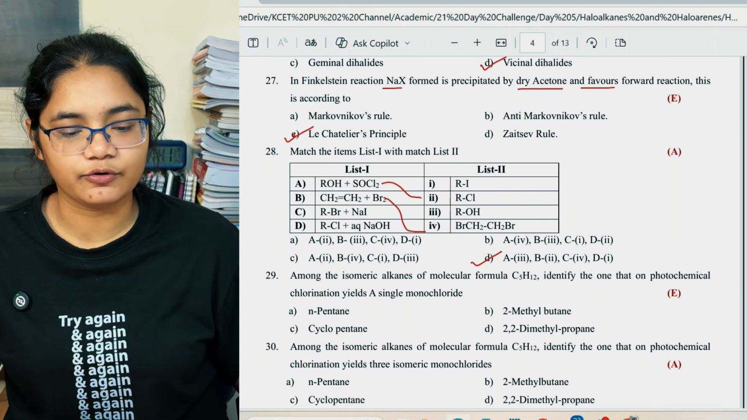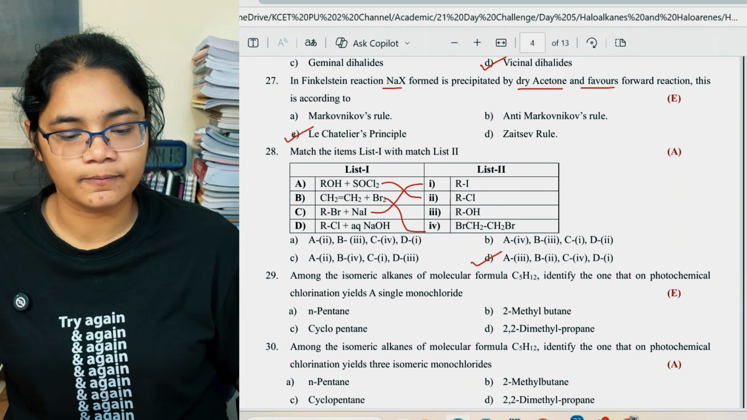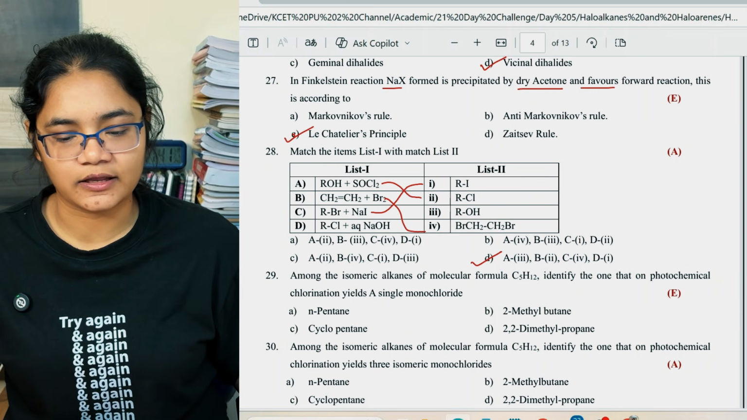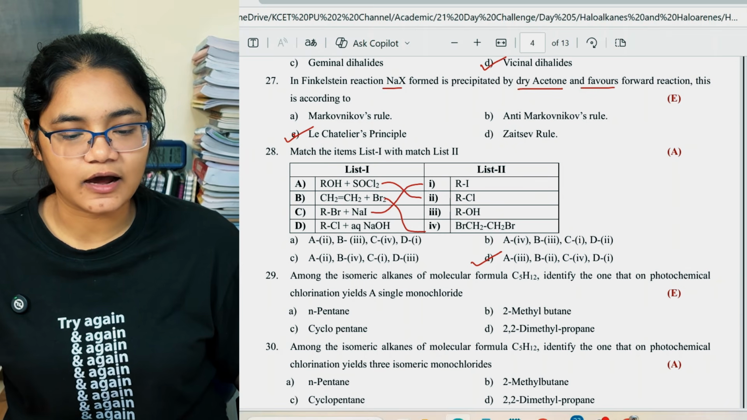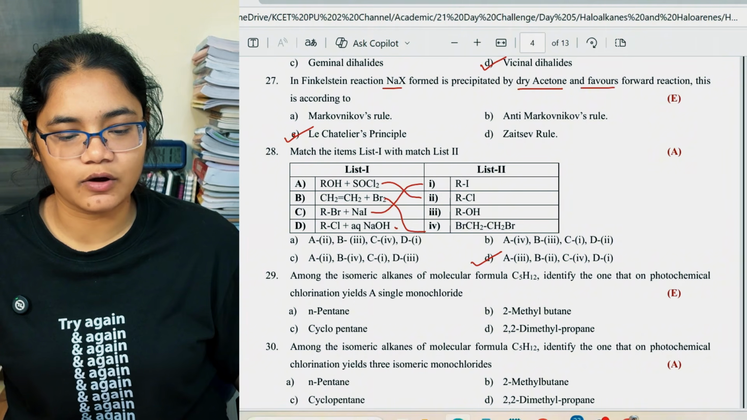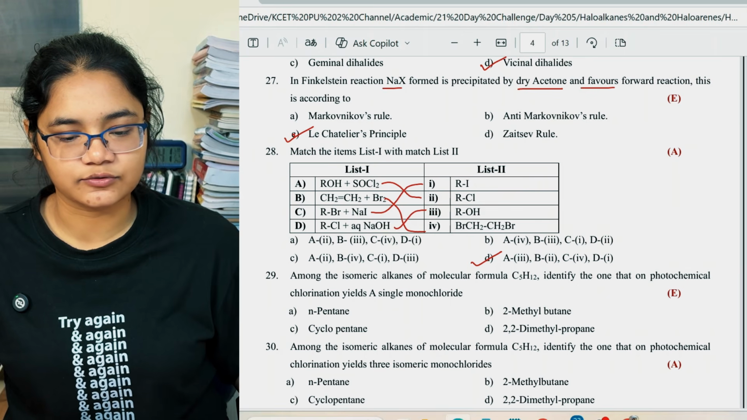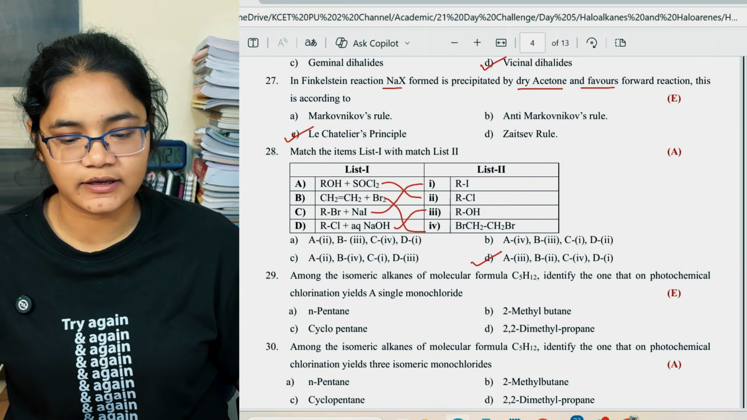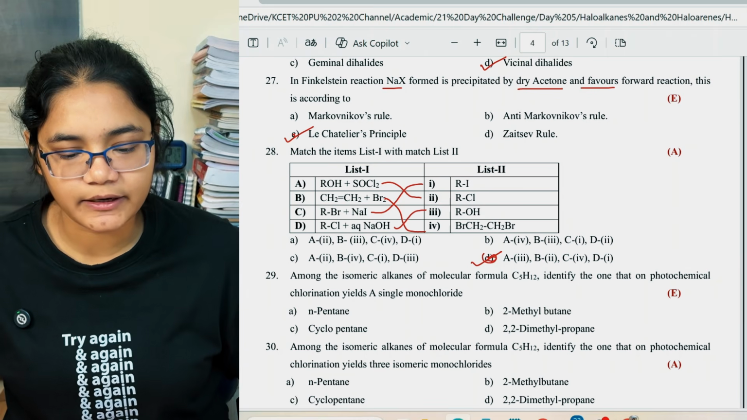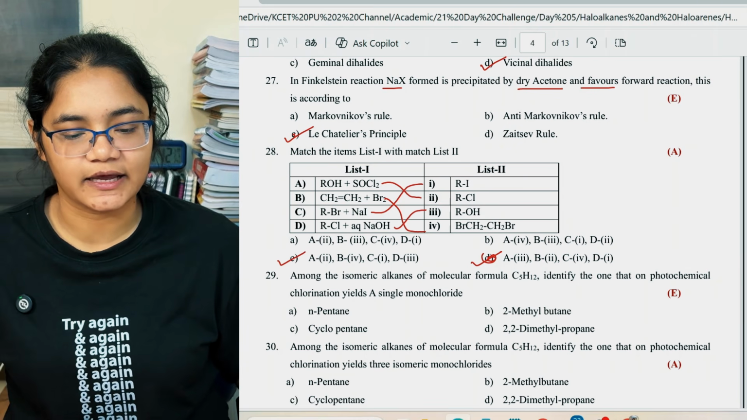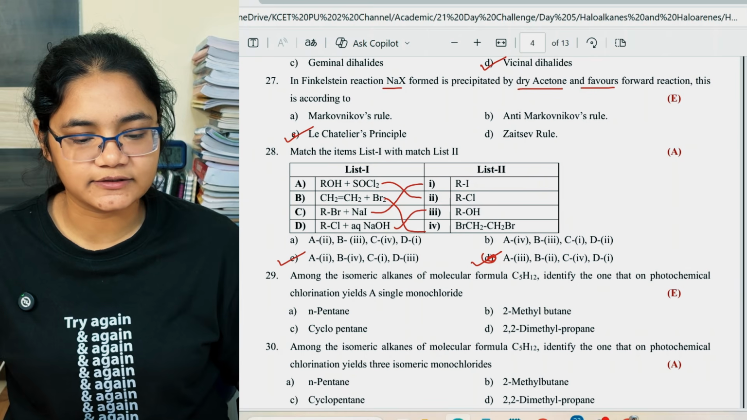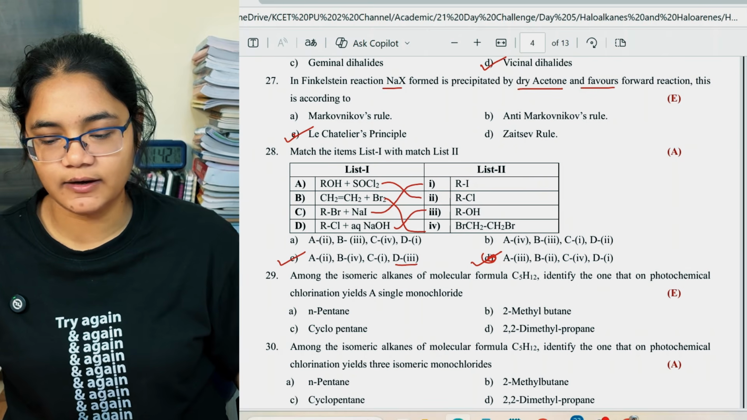RBr plus NaI will give you RI, and RCl plus NaOH will give you ROH. Okay, so here there is a small error. Just a minute. ROH plus SOCl2 will give you RCl. Okay, A will be 2, right? So this one, C is correct. A is 2, B is 4, C is 1 and D is 3. Okay, this is the correct one, sorry.